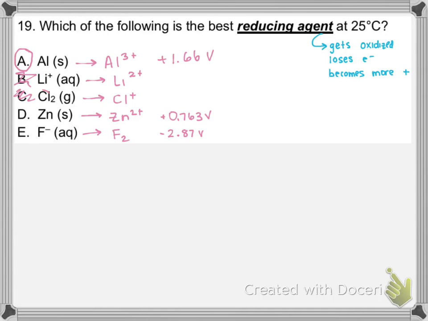Another way to approach this is to look for these compounds on the product side of the reduction table. If they're on the product side, then you can look for their potentials. But I like to just think about what they would become if they were being oxidized, because sometimes it doesn't make sense and you can rule things out.